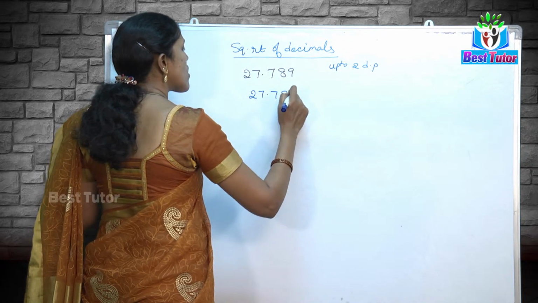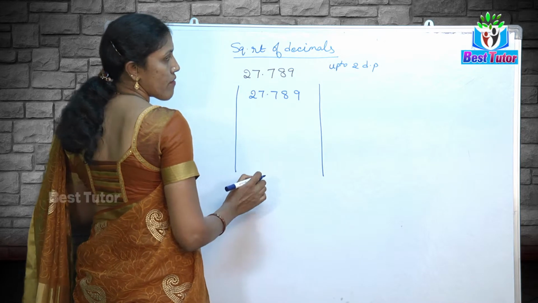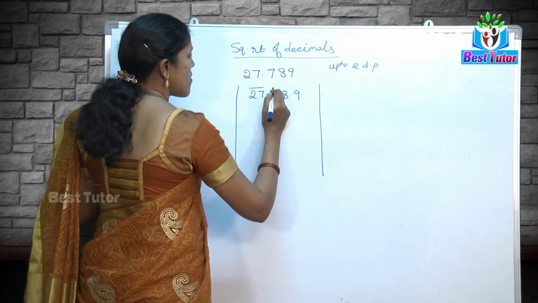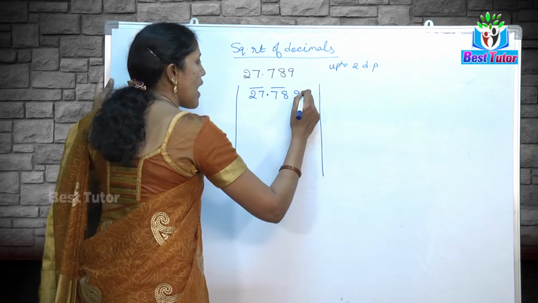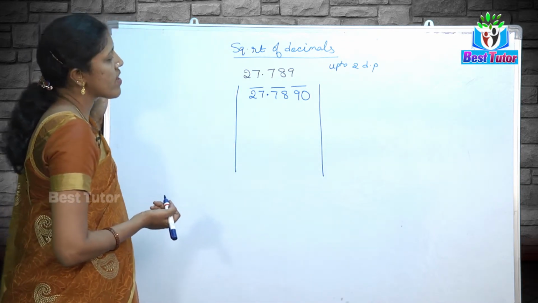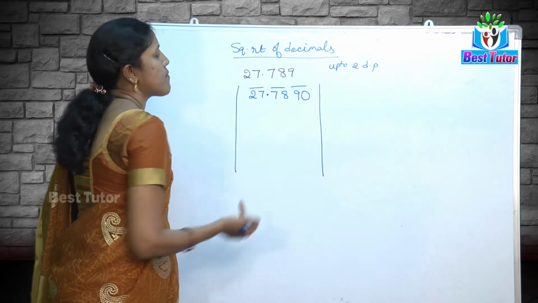27.789. We would like to find the square root of it. First step, pairing of the numbers starts from the decimal point. This is one pair, 7, 8. 9 is left over without a pair. Never mind, we can include a 0 here and then it becomes a pair. 27.7890. I have included the 0 so that pairing becomes comfortable.